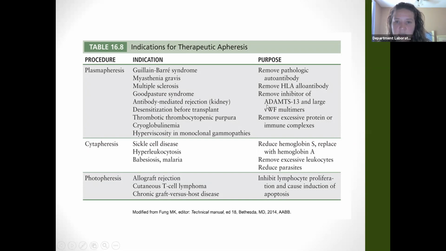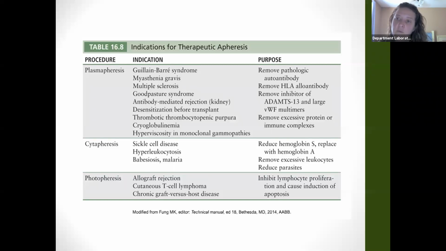Notice that TTP, that ADAMTS13, that very large von Willebrand's factor. That's what we talked about. Sickle cell. So a lot of times on these sickle cell patients, because they have that increased abnormal hemoglobin S, a lot of treatment options for them include a red cell exchange.